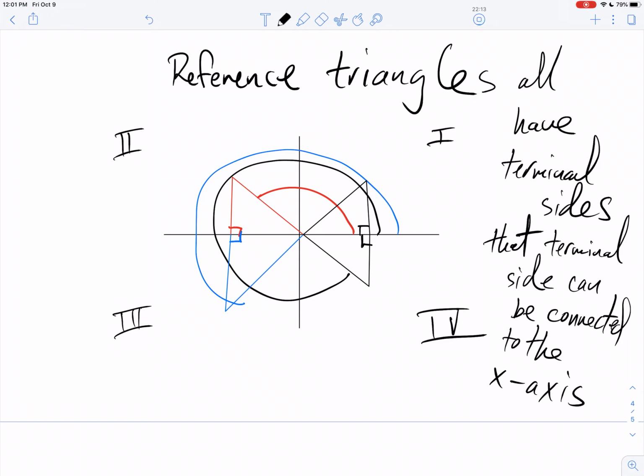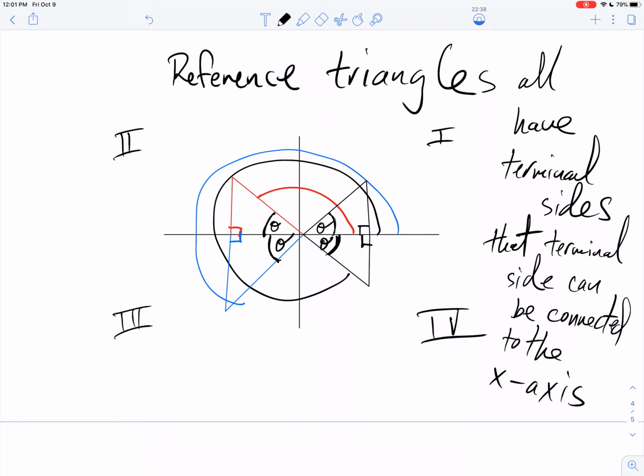triangle if I connect it to the x-axis, which would then make this guy here my reference angle for quadrant 1. That would make this guy here my reference angle if I was in quadrant 2. That would make this guy here my reference angle if I was in quadrant 3, etc., etc.